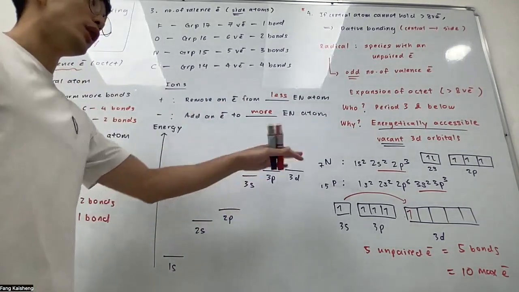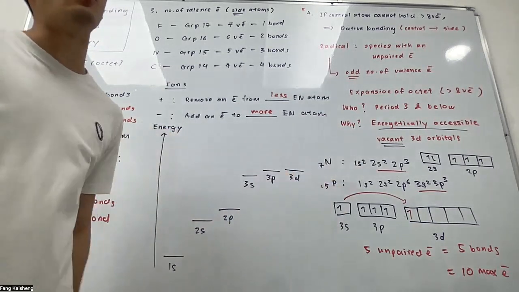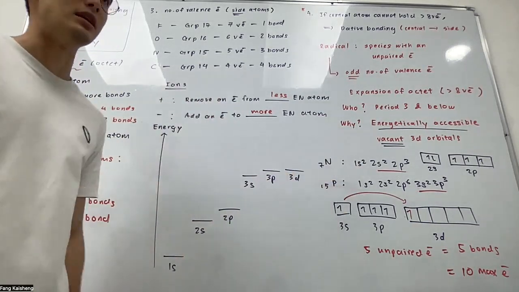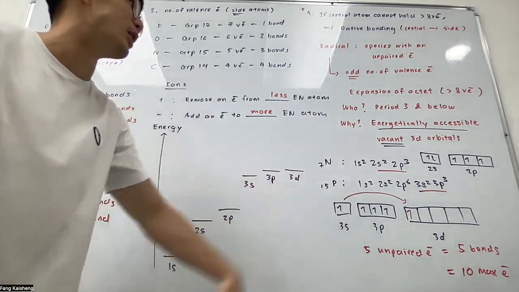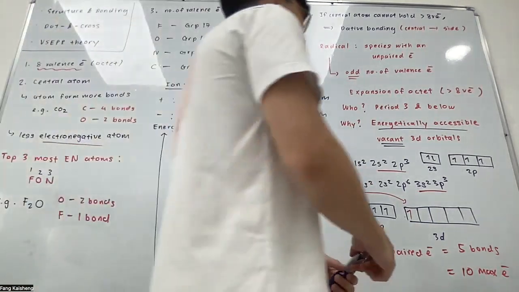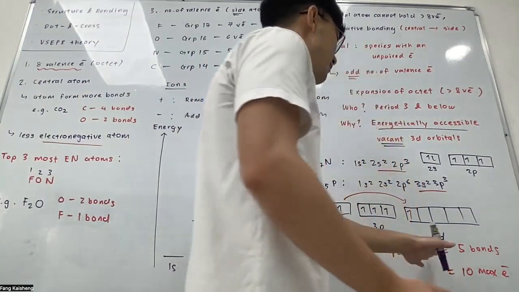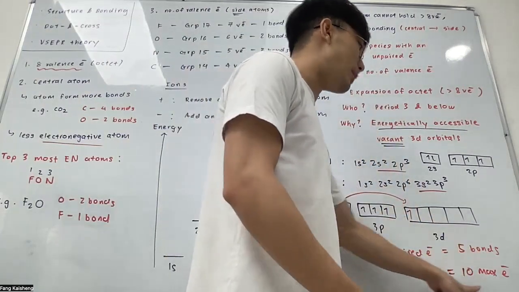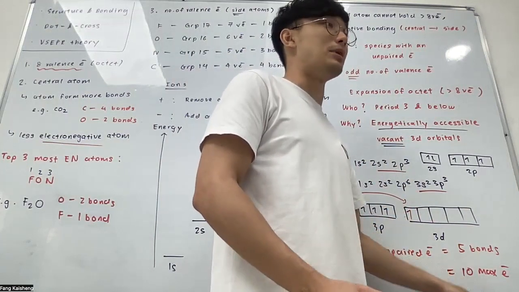Your school wouldn't go into detail on how expansion of octet works, but I feel that it's very good to understand this because you can apply it for sulfur, you can apply it for chlorine or whatever. Now the easy trick is this, guys. Phosphorus has 5 valence, right? 5 valence, you just need to multiply by 2 to get 10 maximum electrons.